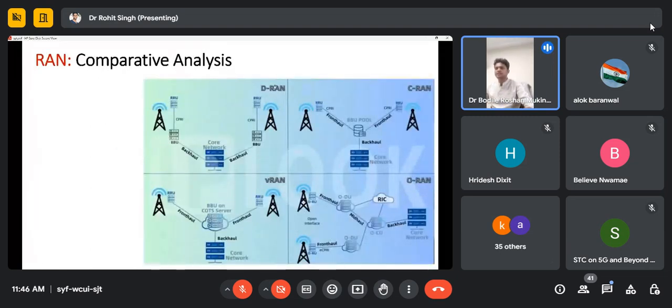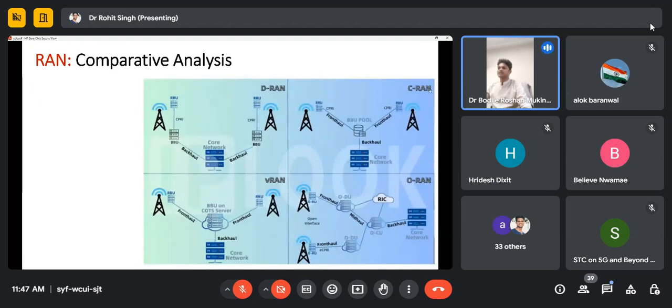So here we have DRAN. Please look at this figure very carefully. This one shown here is DRAN. With the DRAN, at each base station we have the radio unit, antennas, and a BBU, the baseband unit, dedicated to the cell site. So antenna, RRU, and BBU are all available at the cell site in the DRAN.